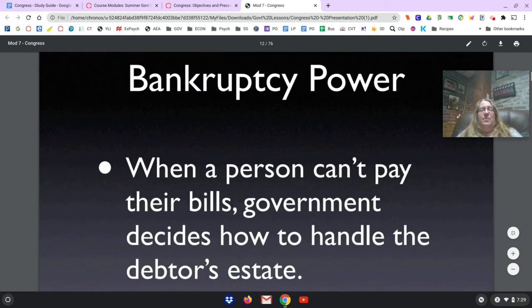Next is the bankruptcy power. This does not mean the government can go bankrupt. If the government goes bankrupt, the government's over. This is bankruptcy power for you, businesses, individuals who can't pay their bills. So what happens is you go to court, the judge looks at your situation, they figure out with your assets what you can pay, what you can't pay, and you start fresh and anew. So this is a power that was put into our Constitution because of the debtor prisons that we had experienced under the British.